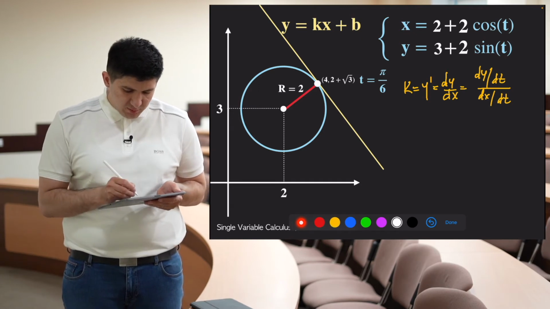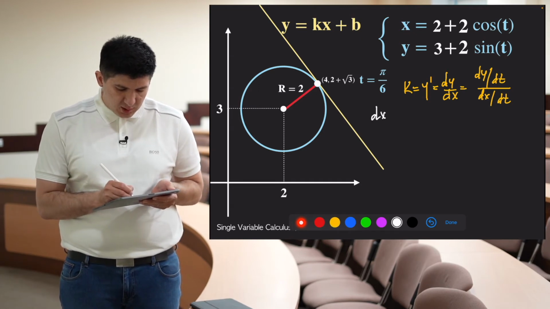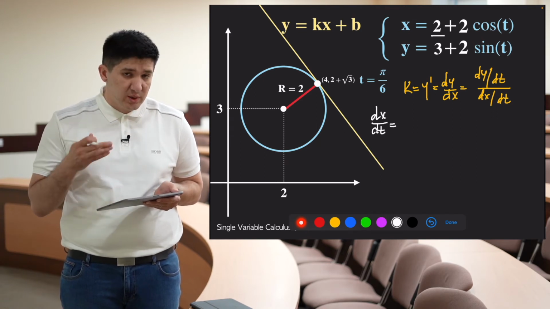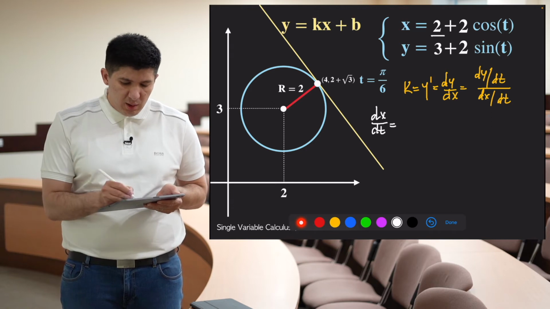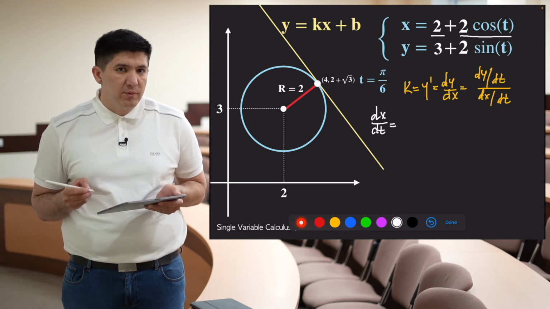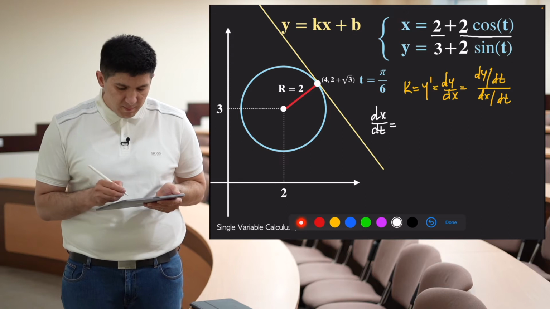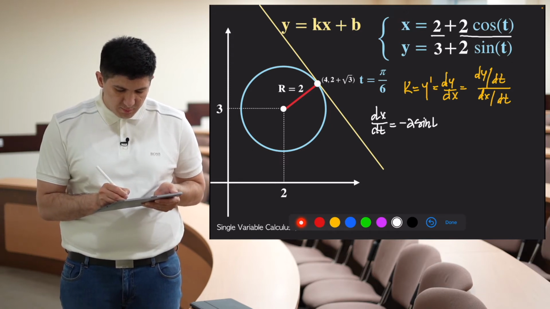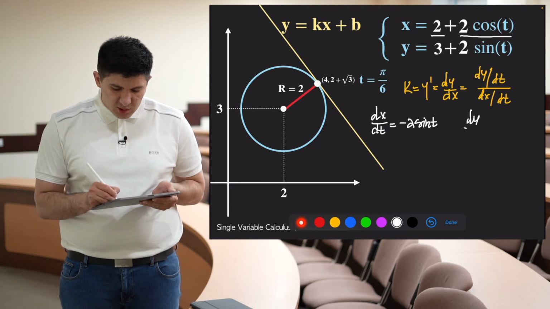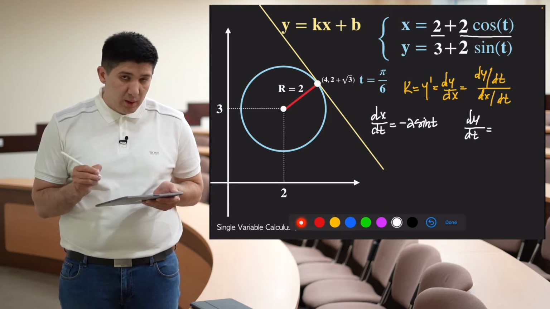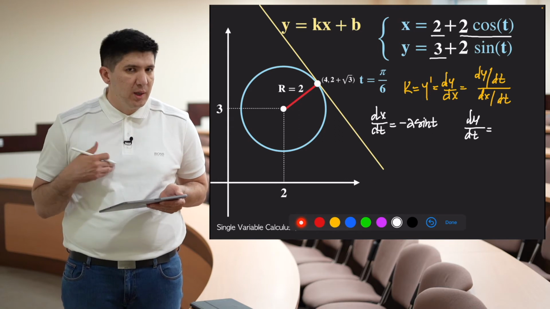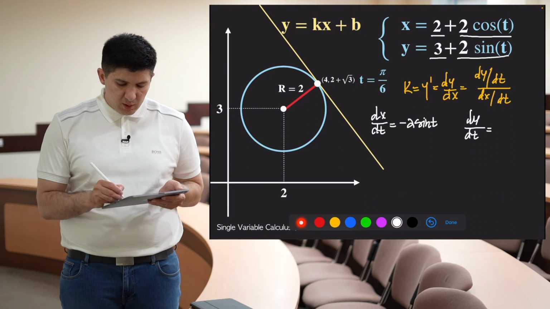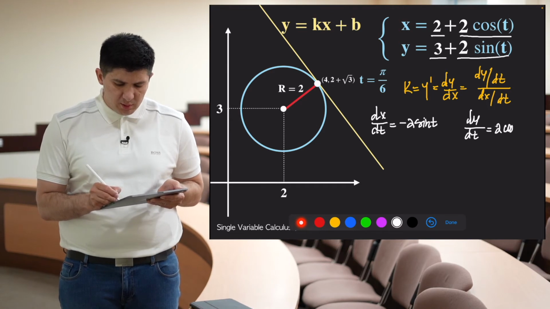So let's find the derivative of x with respect to t. This 2 here is simply going to be cancelled because it is a constant, and the derivative of the rest of the terms of x with respect to t is going to be equal to minus 2 times the sine of t. Well, the derivative of y with respect to t is going to be a similar result. This 3 is going to be cancelled out because it is just a constant, and the derivative of the rest of the terms is going to be equal to 2 times the cosine of t.